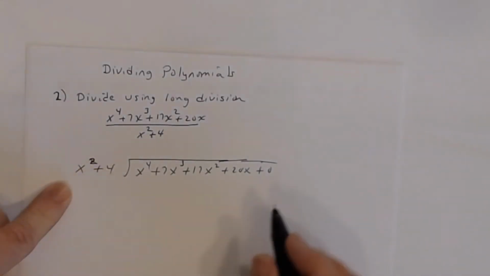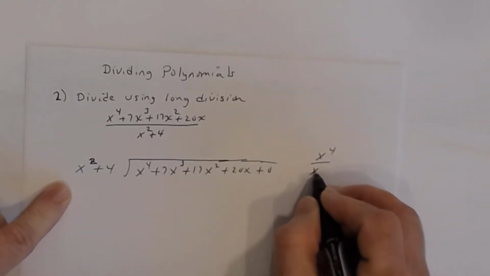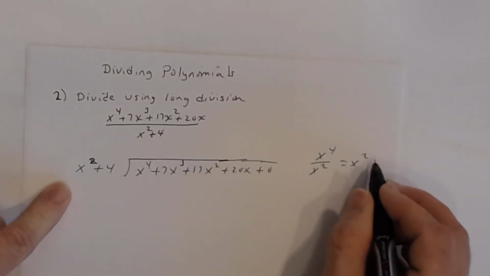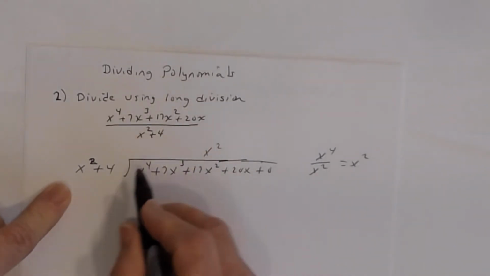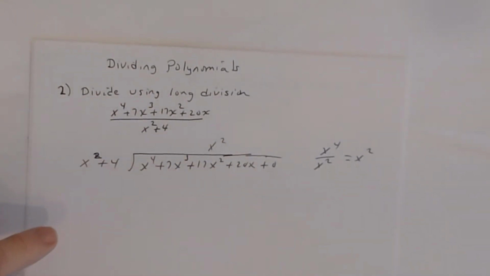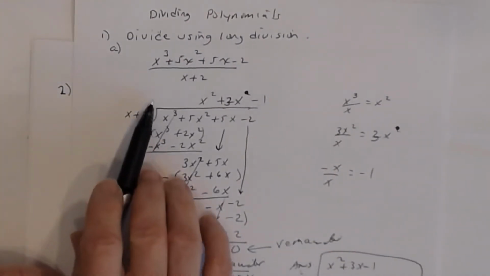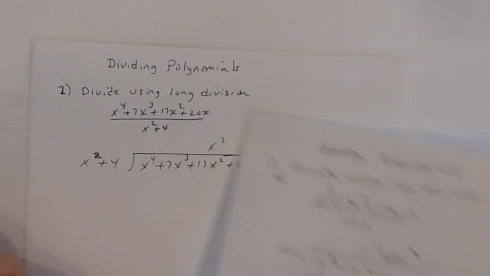First into first. x to the fourth divided by x squared is x squared. So we're going to line up our like terms and put the x squared here. And then you multiply. Just like you did last week, the process is the same.